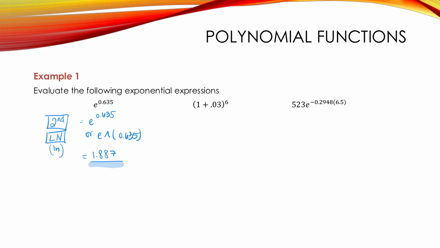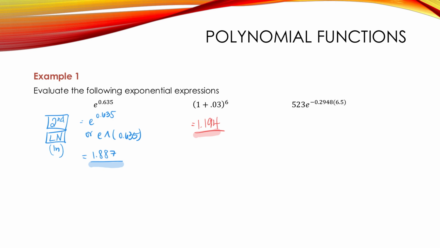Let's try another one. 1 plus 0.03 raised to the 6th here. And you would put it in your calculator exactly as it's given. Put it in parentheses, 1 plus 0.03, close parenthesis, caret button, 6. So if you plug it into your calculator, you end up with 1.194. And again, if you are having any trouble getting any of these values, just ask me about it on Wednesday.